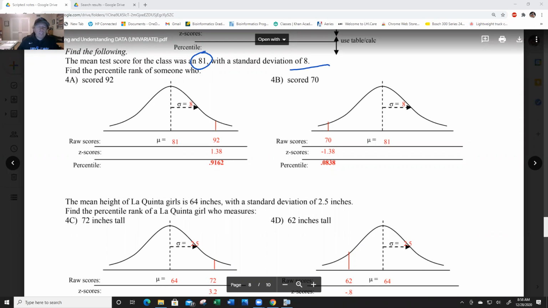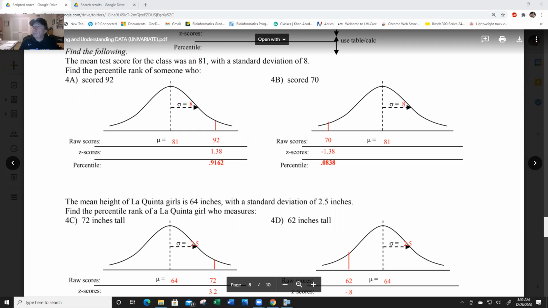All right. You can see the z-score. How I got the z-score is I went 92 minus 81 divided by 8. And that comes out 1.38. So I went from here down to this level. Now I'm going to look up 1.38 on the chart and see what percentile rank that is. You can see the answer already, of course, but let's go ahead and check it out.